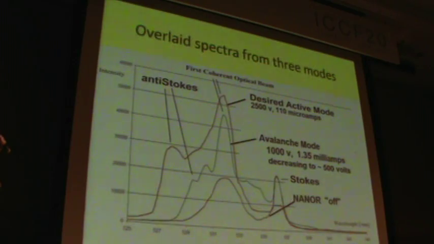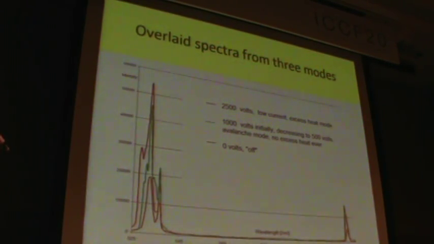So here's an overlay of things. Here's no current. Here's current in excess heat mode showing the anti-Stokes. Here's the avalanche mode. The anti-Stokes is, you can see, basically not there. The Stokes line is showing some variability. Here's a linear version of a different data set. So here's everything off. Here's on in conditions where he would expect and see some temperature change corresponding with excess heat mode, and then avalanche mode.